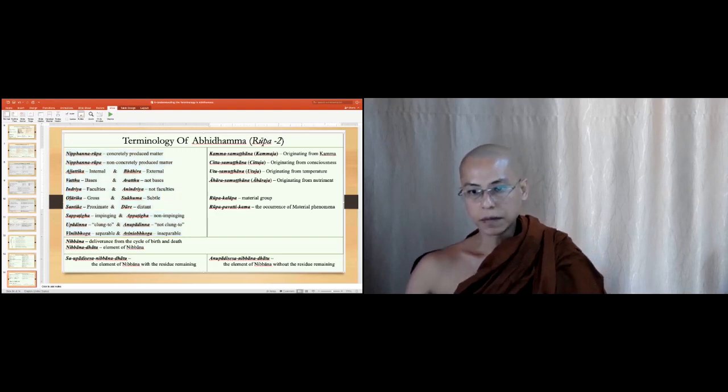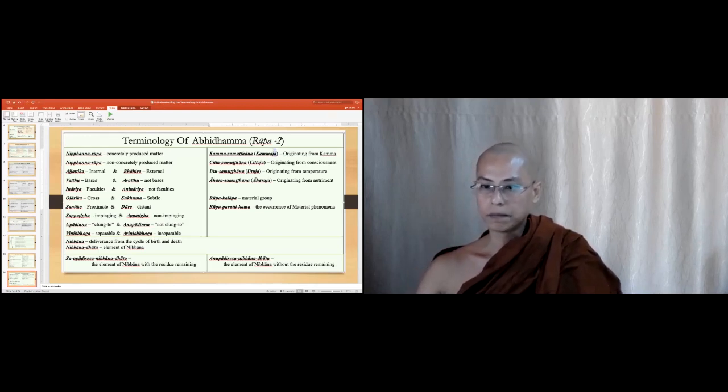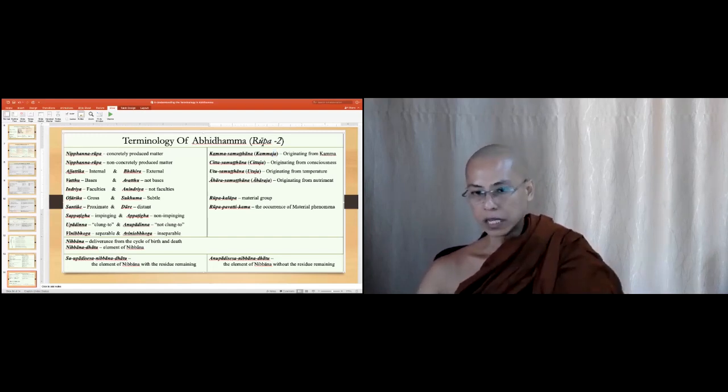Then here, Kamma Samutthana Rupa. Another way it is called Kammaja Rupa. Samutthana and Ja, so Kamma is the same. So originating from Kamma. These are related to the four conditions of materiality. So Kamma Samutthana Rupa, originating from Kamma, Chitta Samutthana Rupa, originating from consciousness, Utu Samutthana Rupa, originating from temperature. So Utu refers to temperature. Then Ahara Samutthana Rupa, Ahara refers to nutriment.